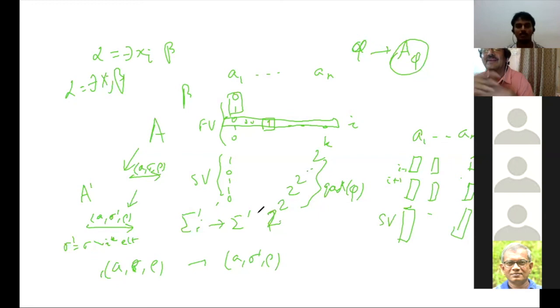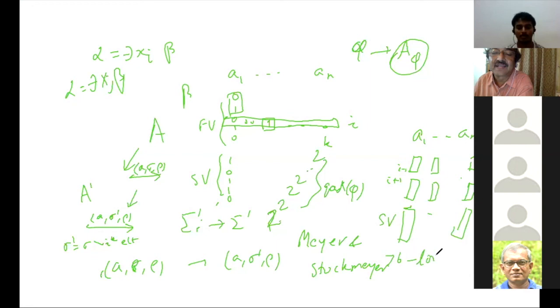And there's a theorem by Meyer and Stockmeyer, 1976, saying that this is in fact a lower bound. That means that this is not an accident of the wild way we were doing this; in fact, the size of the automaton that you construct has a non-elementary lower bound. The term is non-elementary.